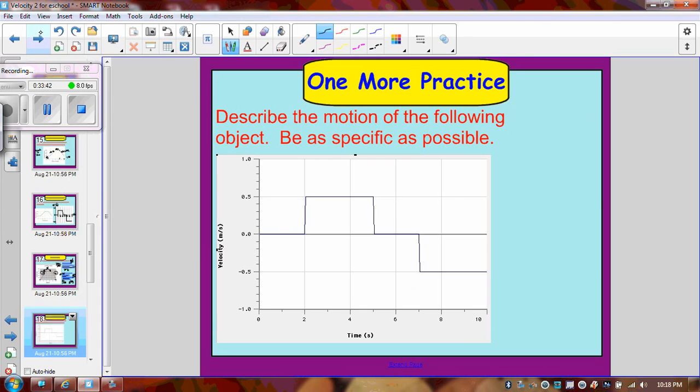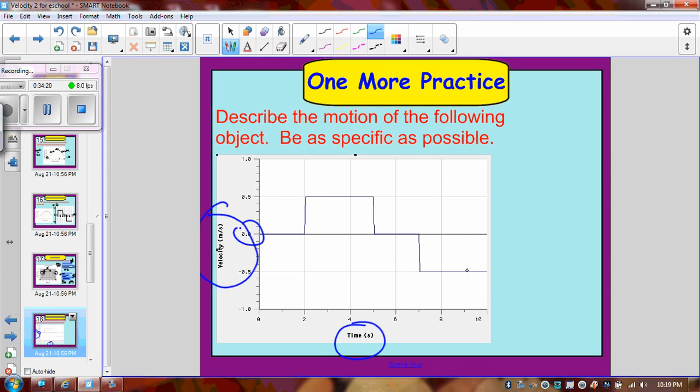Alright, we're almost done. Let's go ahead and look at 2 more examples. This one actually looks a little different. It says, describe the motion of the object and be as specific as possible. The key thing to notice here, and don't get confused, is that this is a velocity versus time graph, not position. So we have to be careful. For the first 2 seconds, it looks like the object is going 0 meters per second, so it's not moving.